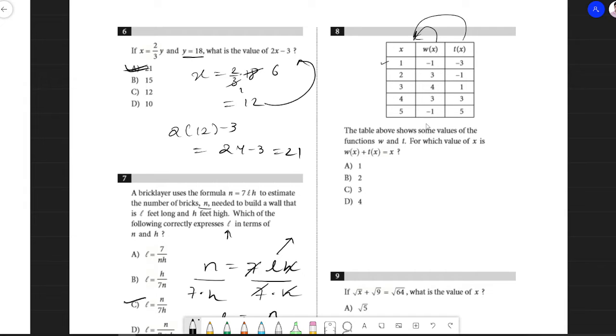Now we have to see for which value of x. Basically, the addition of the second and third columns should be equal to the first column. So we have to find such a row. This is not possible, this is also not possible, this is not possible, so this is correct. Why? Because 3 minus 1 will be 2.